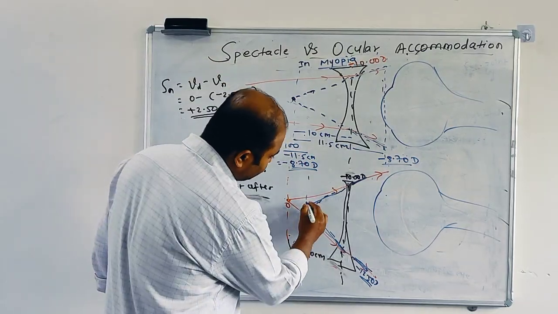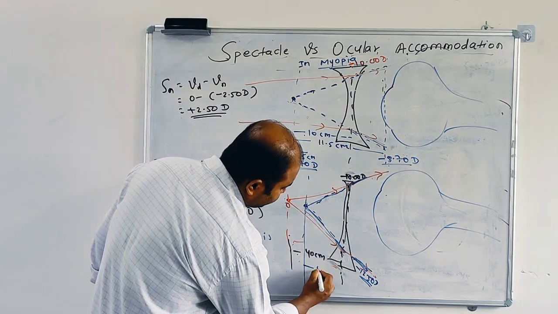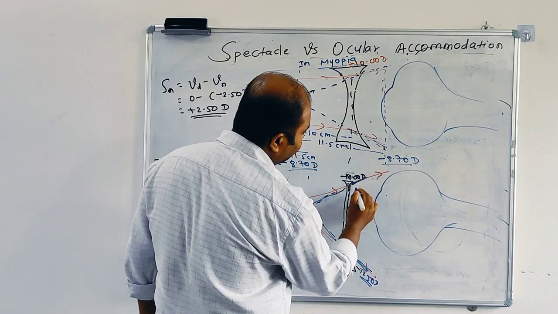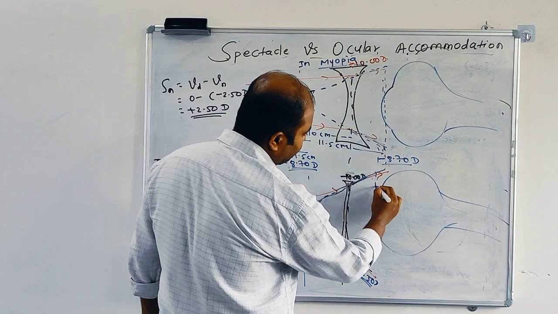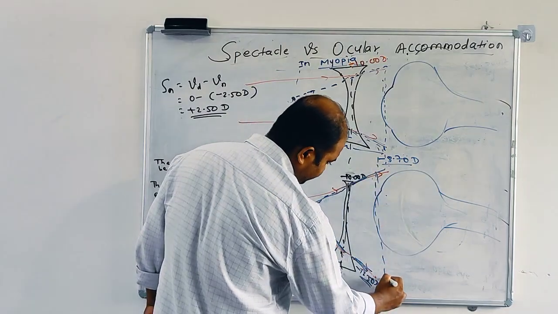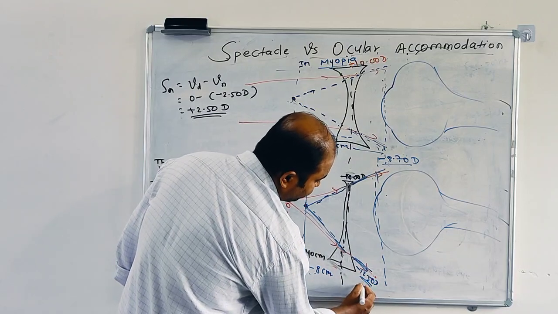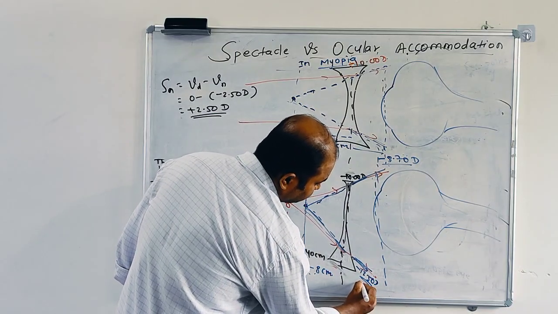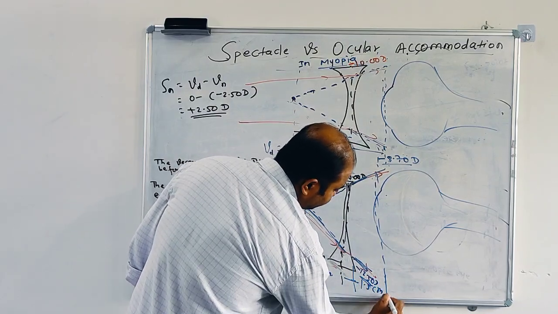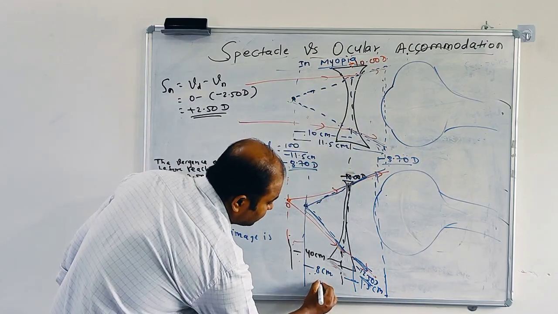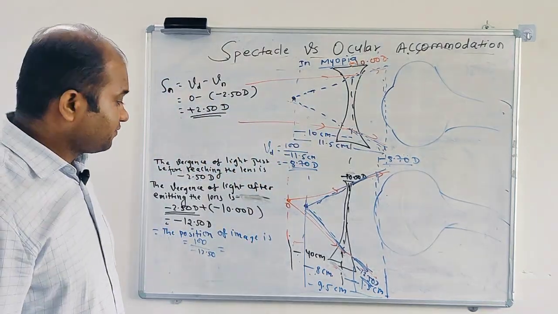So here the light will be at this distance from the lens, 8 centimeter. Once you know this distance, then at this point it is 8 plus 1.5 centimeter. This is from glass to principal plane. So total distance is 9.5 centimeter.